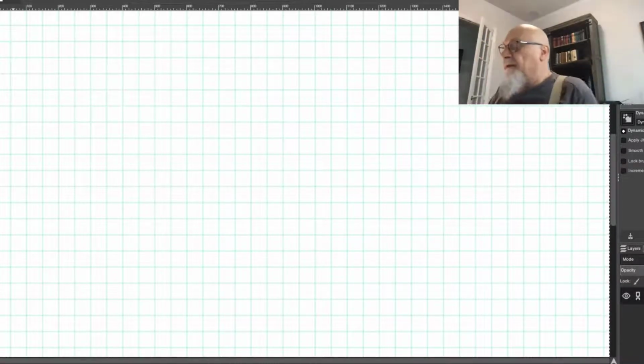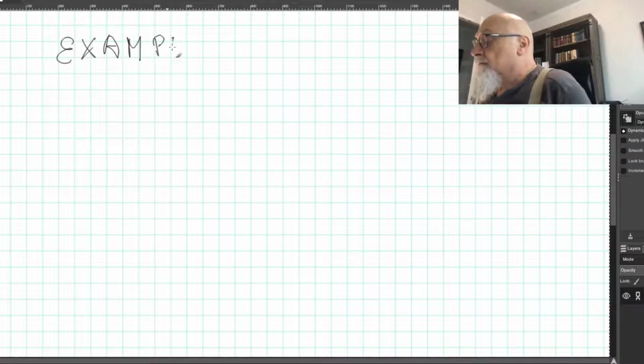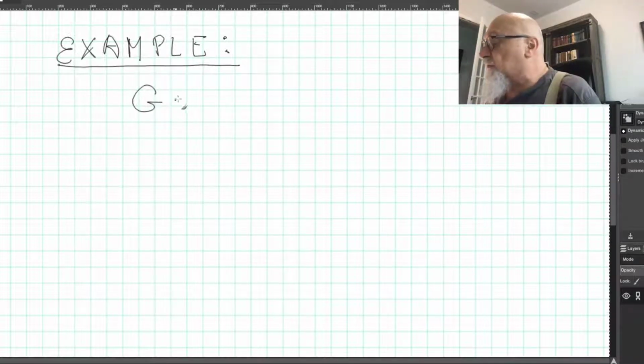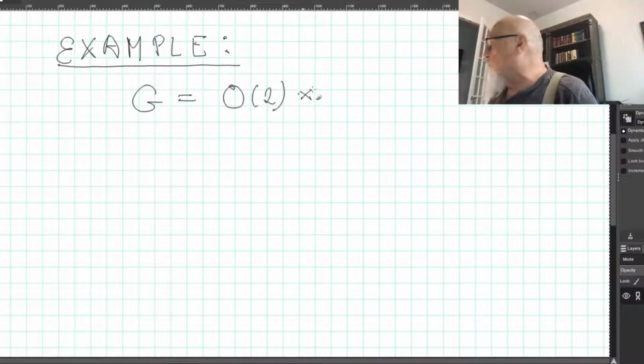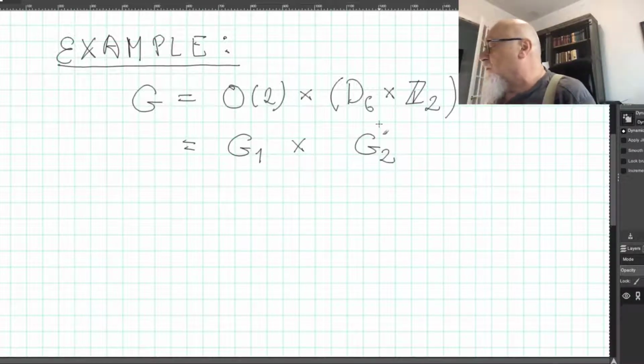So let me continue. We have one more example. And in this example, we consider the group G, which is the case of the compact group. So we will look at this as the product of O2 times the group gamma. So this is D6 times Z2. So we know already how to generate, so we'll look at this one. Let's select this. So this will be our group G1, this is O2, and the group G2 is the group D6 times Z2. So we know how to generate the conjugacy classes of subgroups.